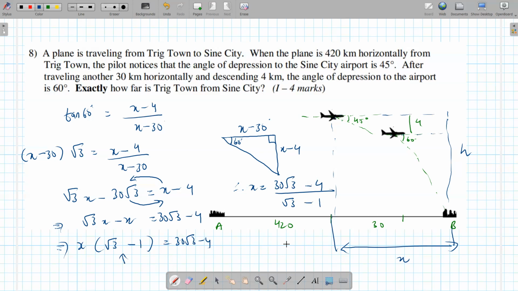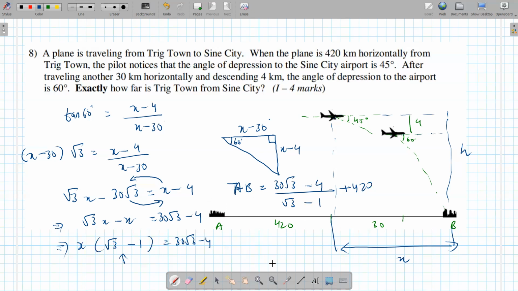And they want the total distance. We know the total distance is 420 plus x. Therefore, you just add 420 to this, and that'll be the final answer. This is the total distance. This is AB, basically, the distance from A to B. X plus 420. This one was a little bit tricky.